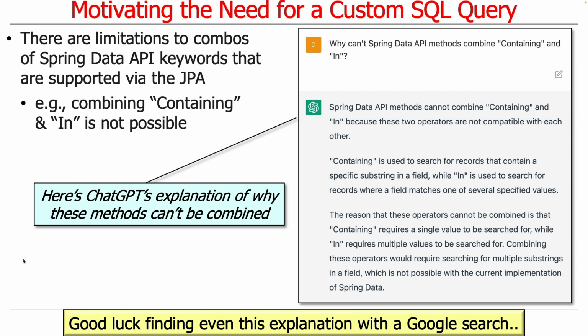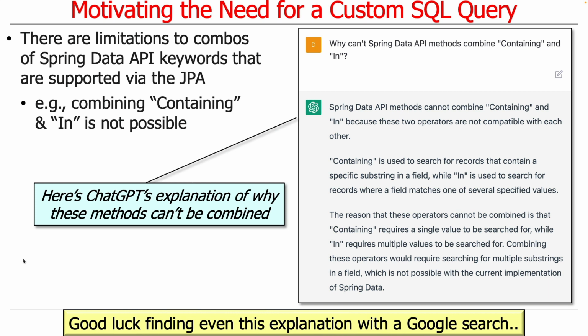So I asked ChatGPT, why can't Spring Data API methods combine containing and in? And it gave me an answer. I'm not sure it's necessary, I mean, it's the answer. I'm not sure whether it's really the only way to look at the problem, but basically it said you can't combine them because they're not compatible with each other.